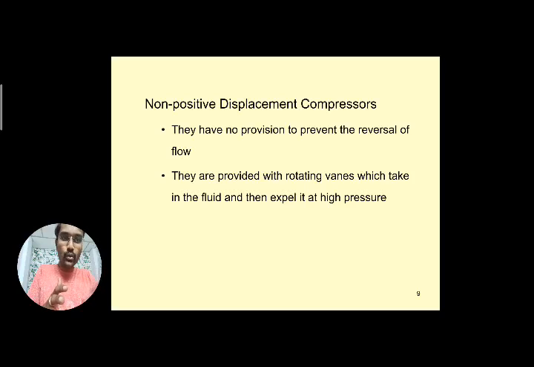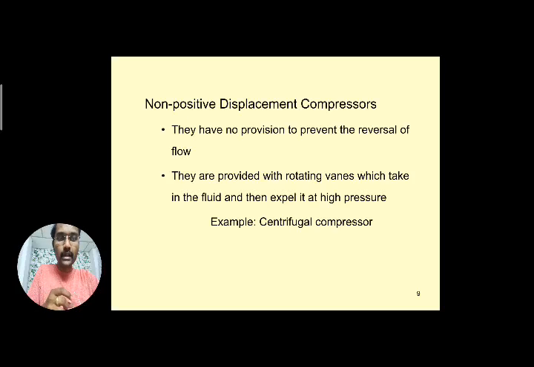Vanes are present on the rotating member, so vanes get rotated. So due to this rotation of the vanes, whatever the fluid is there, it will take the fluid, and due to the rotation, the high pressure is created, and it releases out with the high pressure due to the rotation of the vanes. Vanes are just like some blade type of structure with some curved surface, curved structure like that.